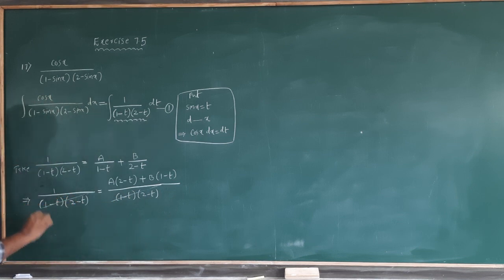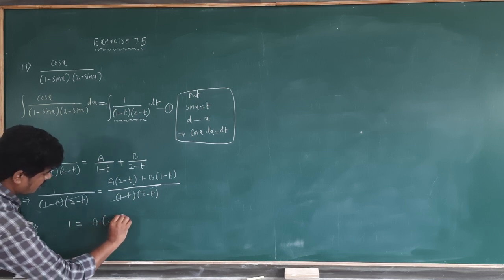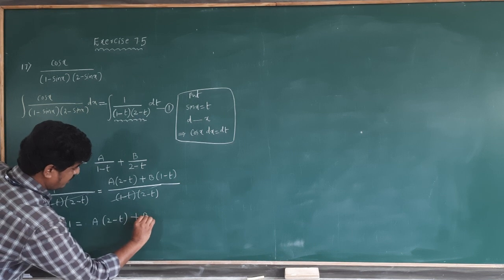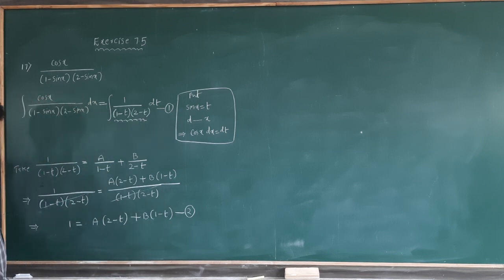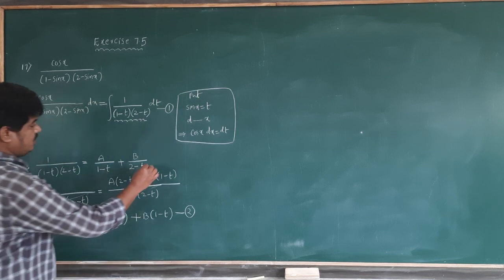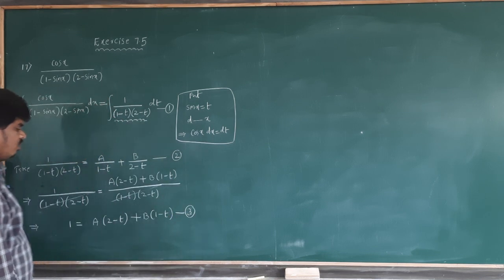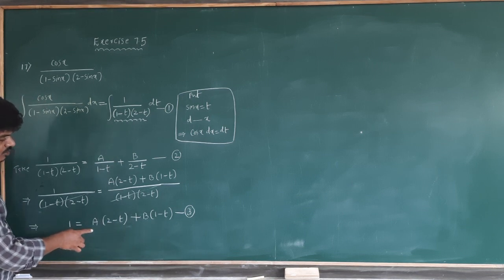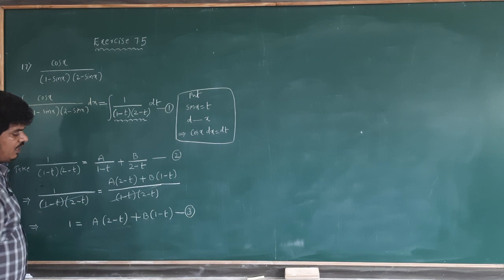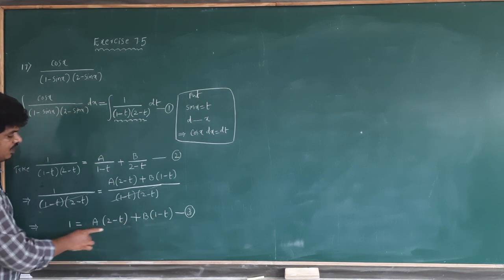Just type it. Now 1 is equal to a into 2 minus t plus b into 1 minus t. Take it as equation 2. Here I take it as equation 2. Take it as equation 3. Now substitute t equals 2. That time this term will become 0. You will get the value of b. Next substitute t equals 1. You will get this term as 0 and you will get the value of a.